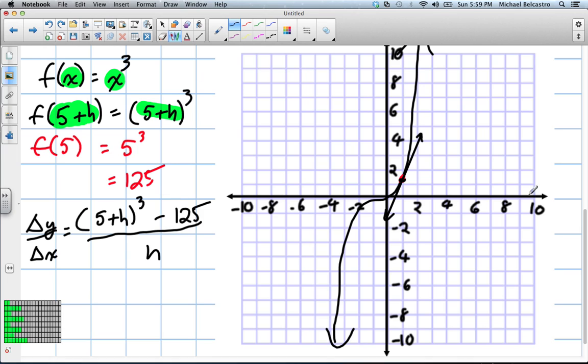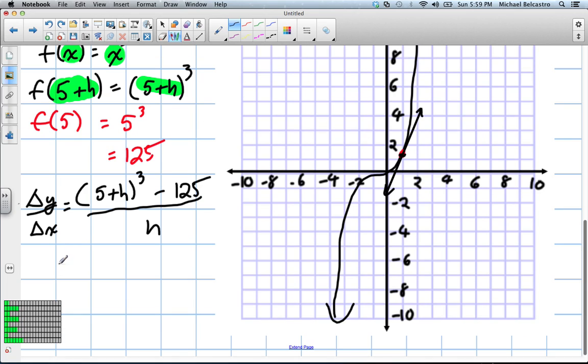And you might say, where did I get all this? Well, what that was, remember again, that was our f at a plus h, that's what this equation stands for, minus f at a divided by h. And I'll highlight them to show you.